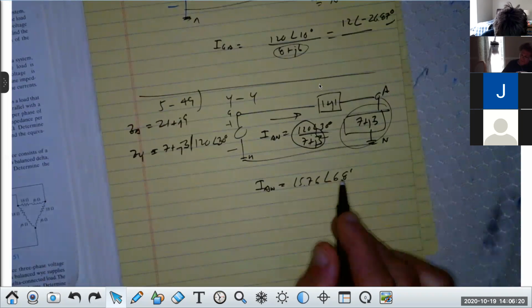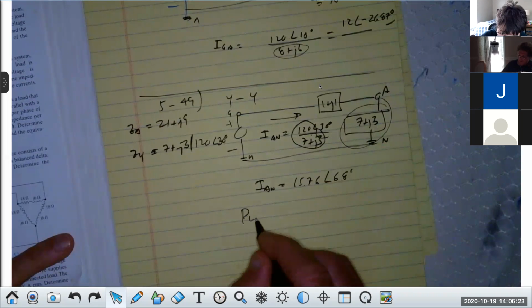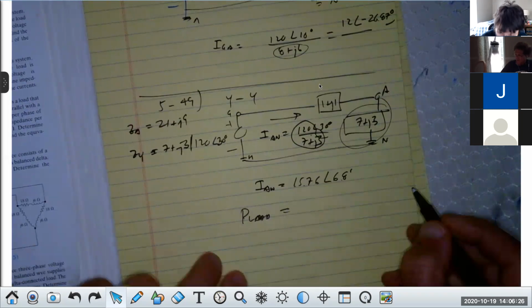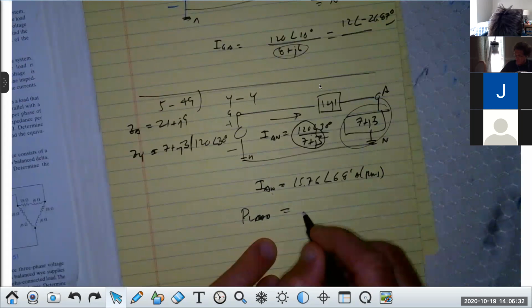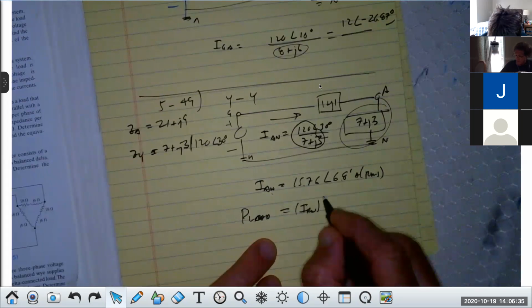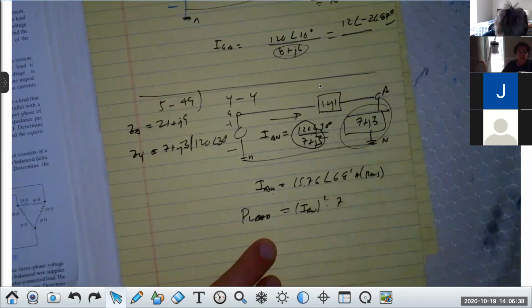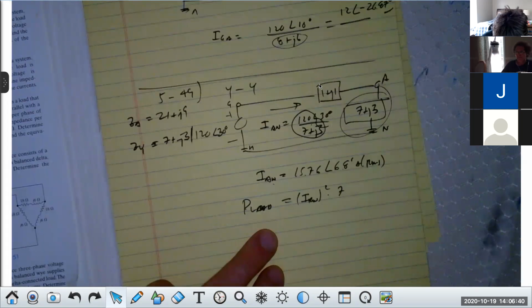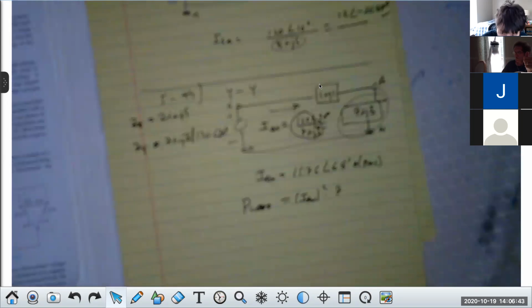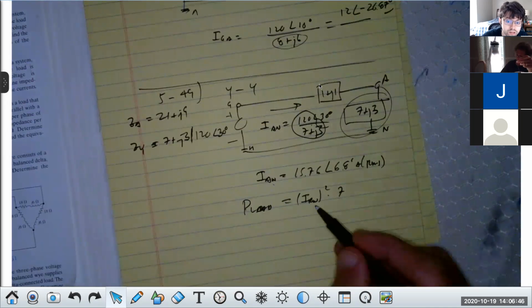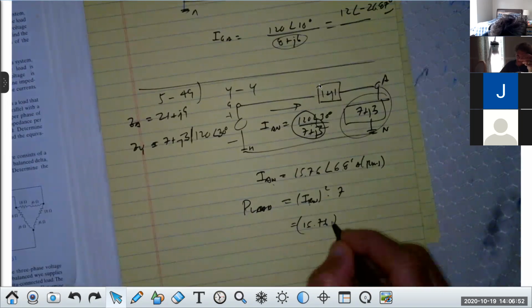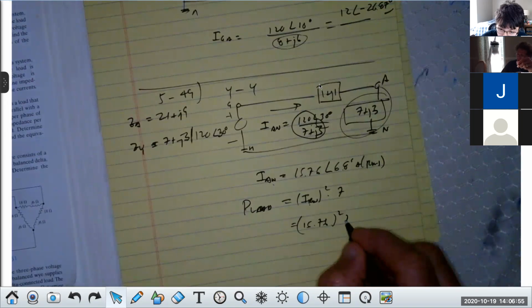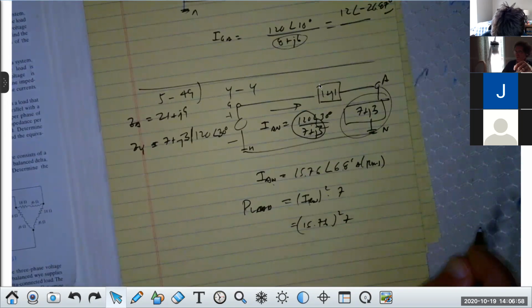All right. Now, if you wanted the real power dissipated at the load, this is real power in kilowatts. This is an RMS value, right? RMS amps, correct? You would simply take I RMS at the load squared times the resistance, which is 7. You all follow me? How many see that? Right, I squared RMS times R. So we've got the magnitude is 15.76. Take that and square it and multiply it by the real part, 7. We could get the complex power if we wanted to, but I'm just asking for the real power. Are you with me?